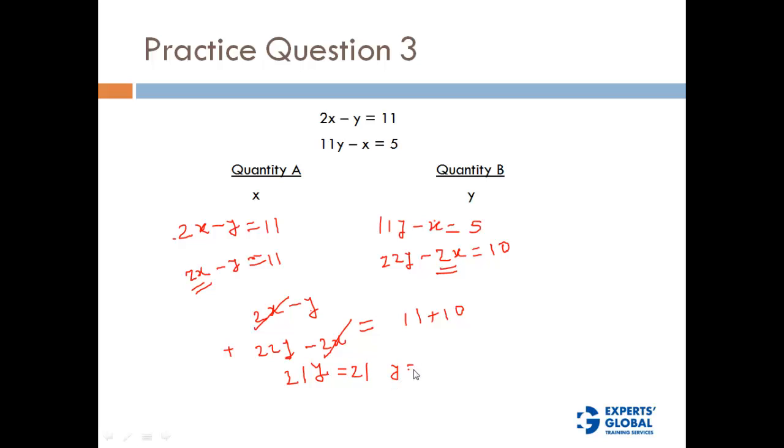So that means y is equal to 1. So we are able to get one variable. We'll get the other variable, x. You can put y is equal to 1 in any of these equations. Let's put y is equal to 1 here.